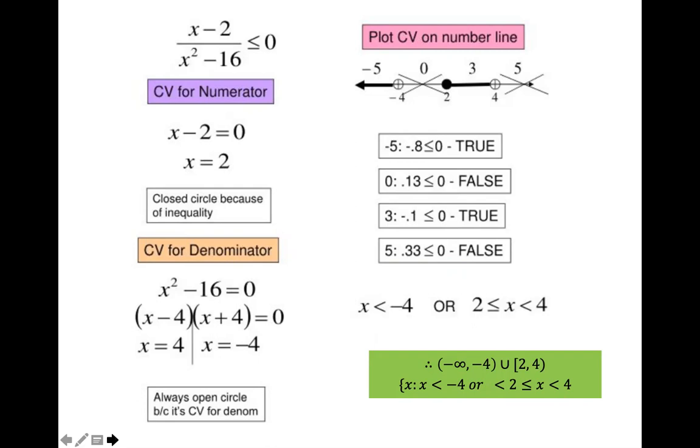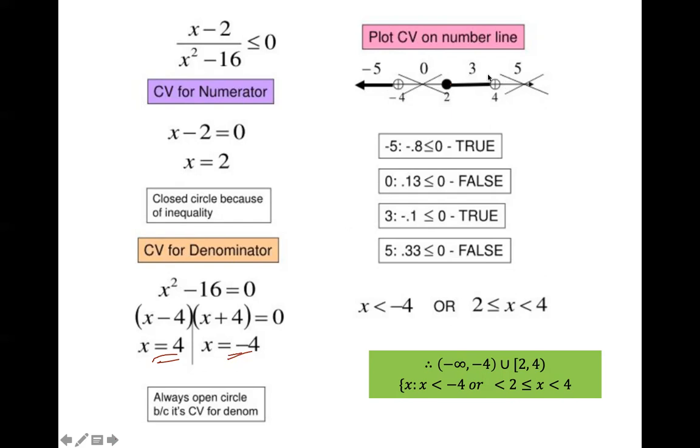So critical values of the numerator, x minus 2 equals 0, so x equals 2. And then the denominator, in this case, is a binomial. So we have x squared minus 16. So we have critical points 4 and negative 4. So plot all the critical points on the number line. So it's less than or equal: the critical points of the numerator are closed circles, the denominator, open circles. So this time, the number line is divided into 1, 2, 3, 4 intervals.